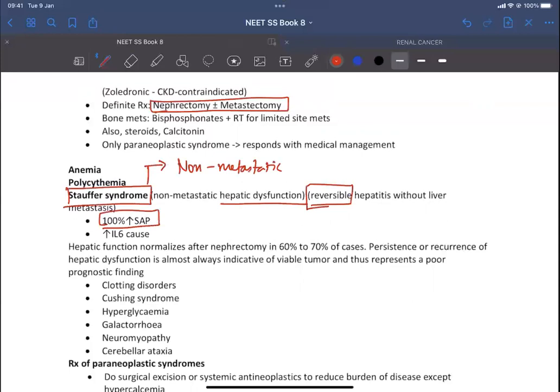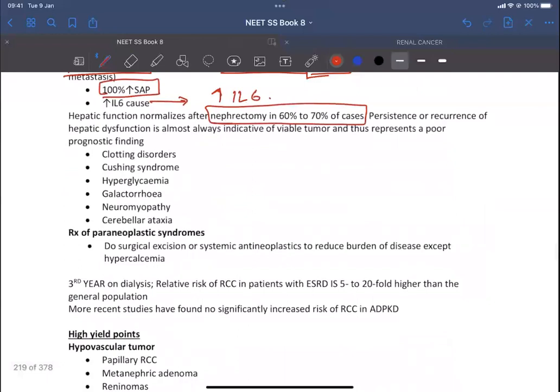100% of patients will have a rise in serum alkaline phosphatase, and it is due to raised levels of IL-6 produced by the tumor. And treatment is nephrectomy, after which in 60 to 70% of cases the hepatic function would normalize. If there is any presence of viable tumor in micrometastases that are not detectable, then yes, they will still have raised liver function, which is then a poor prognostic sign.